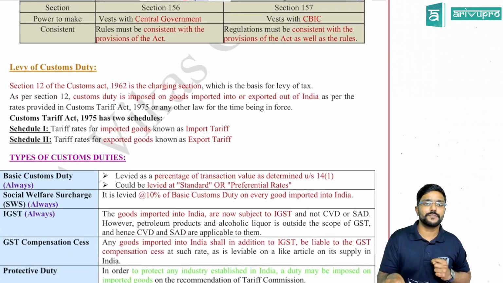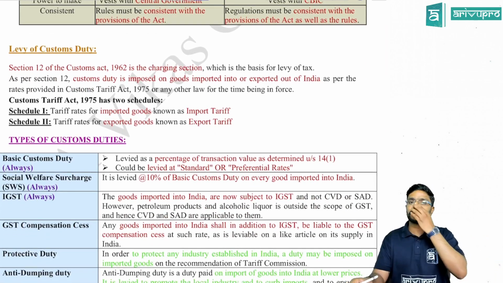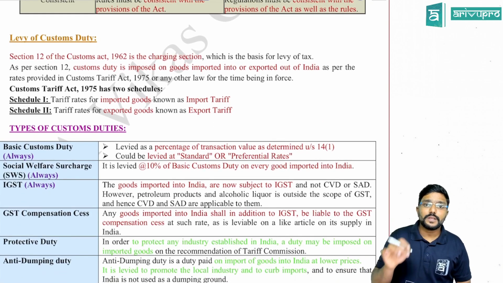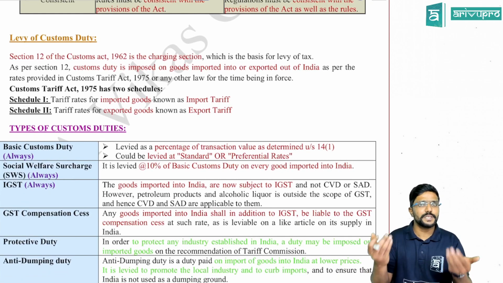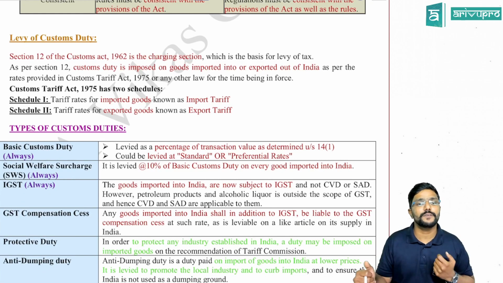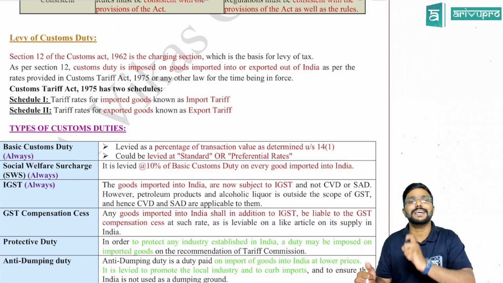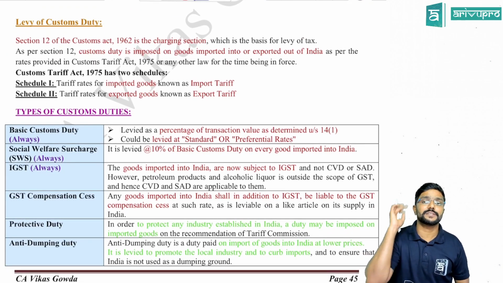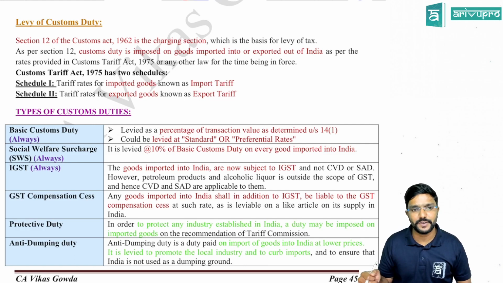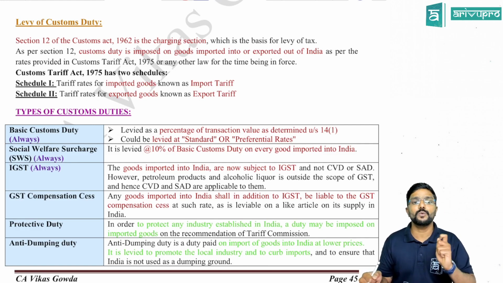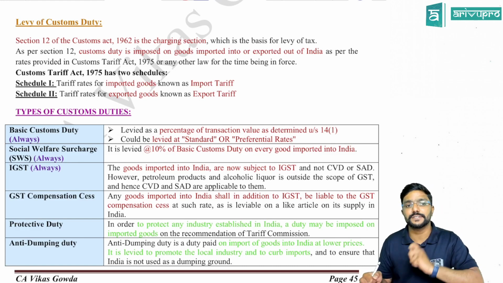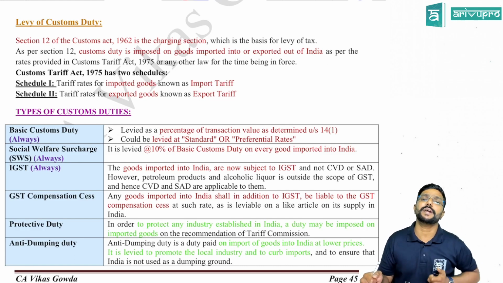Then coming to levy of customs duty, section 12 of Customs Act 1962 is the charging section, where they tell that customs duty would be levied whenever the goods are imported into or exported out of India, as per the transaction value, which is determined under section 14. So the rates of duties are given in Customs Tariff Act 1975. There are two schedules there. Schedule 1 will tell the import tariff rate for the imported goods, whereas schedule 2 will tell the export tariff rates or export duty rates for the exported goods.